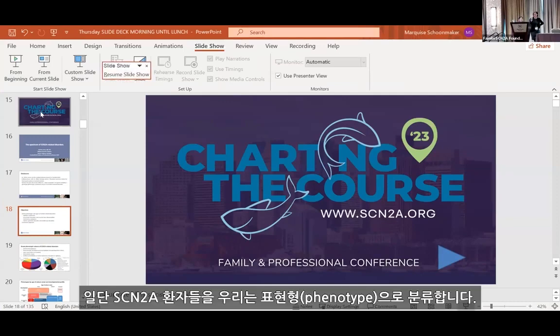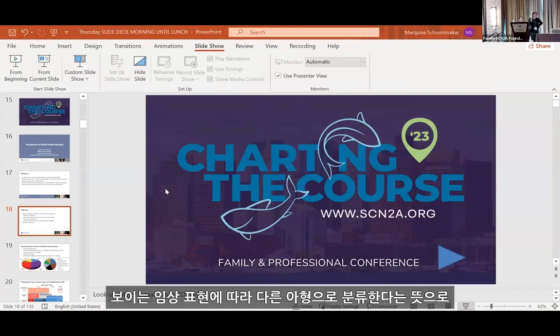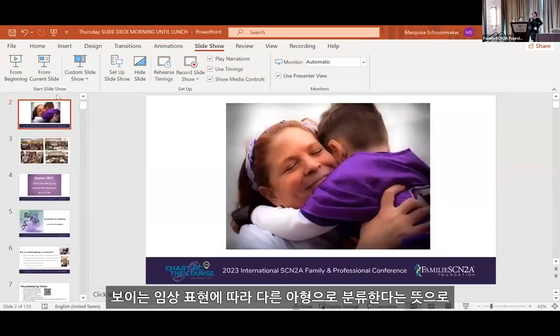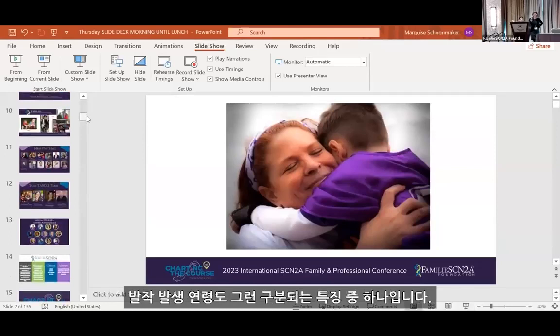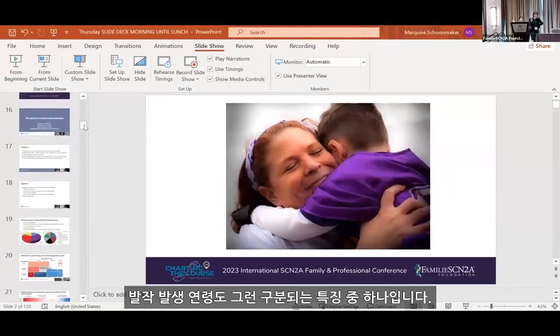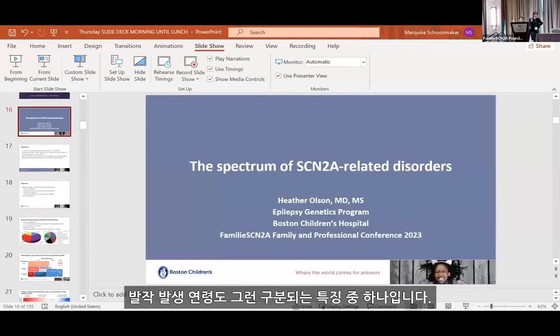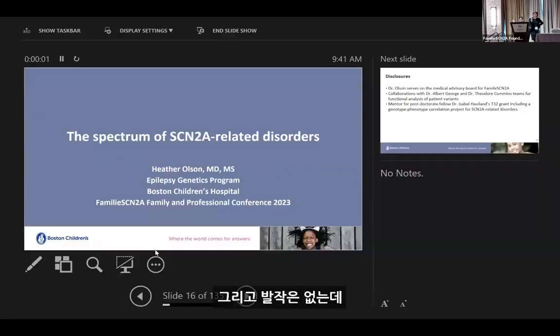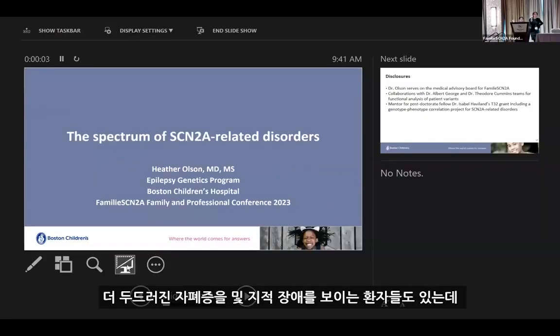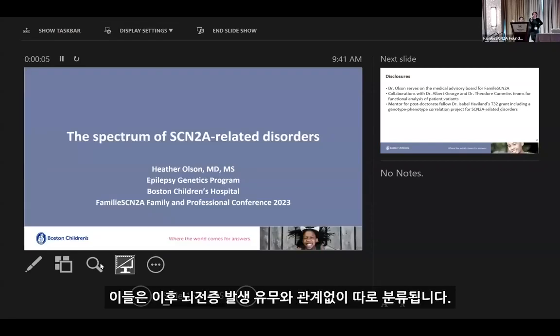So we sort of divide, we call it phenotypes, but that basically means a clinical presentation of how the kids present, into a few different groups. And some of them are based on age of seizure onset, which has been a differentiating feature. And then there are some children who don't have seizures and have more predominant autism and intellectual disability presentation with or without seizures that may present later.